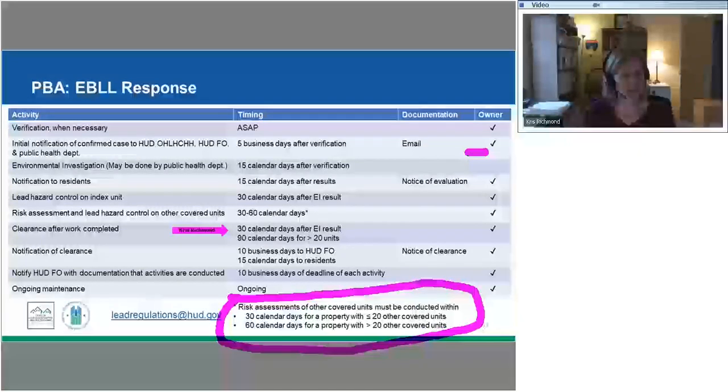We need to be providing notification of clearance, 10 business days to the HUD field office, 15 calendar days to the residents, also notifying the HUD field office when all the activities are complete, and then we move back into ongoing maintenance.